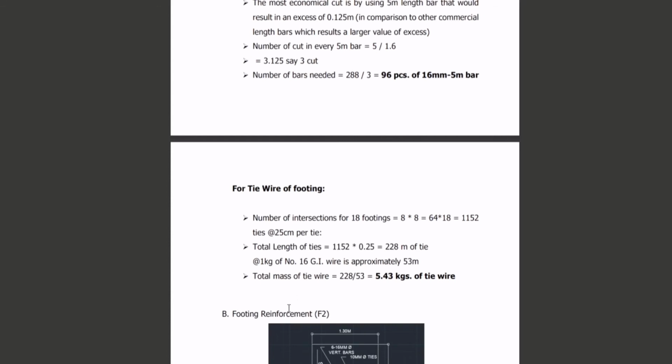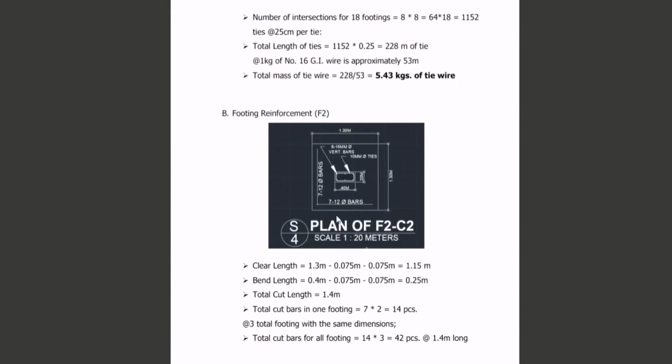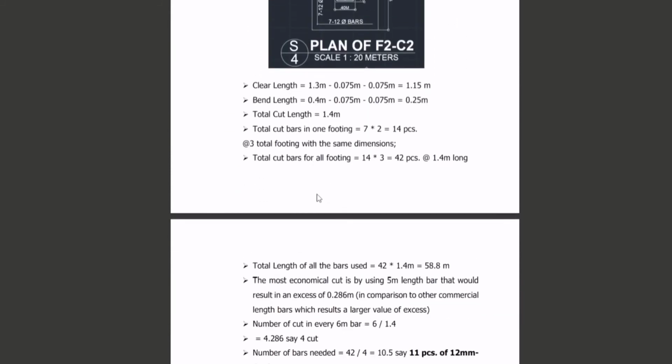Tapos, bawat kilogram ng tie wire natin is equals to 53 meters. So, divide lang natin to 228 divided by 53 is equals to 5.43 kilograms of tie wires. So, ganon din ang gagawin sa footing 2 natin.